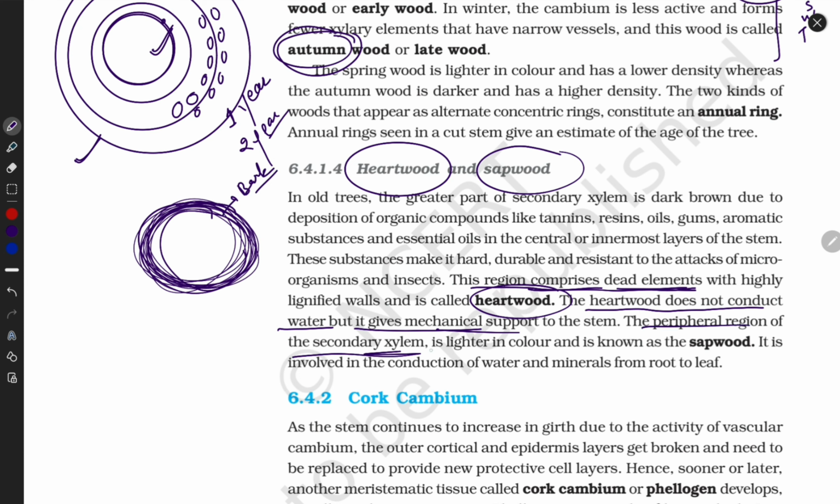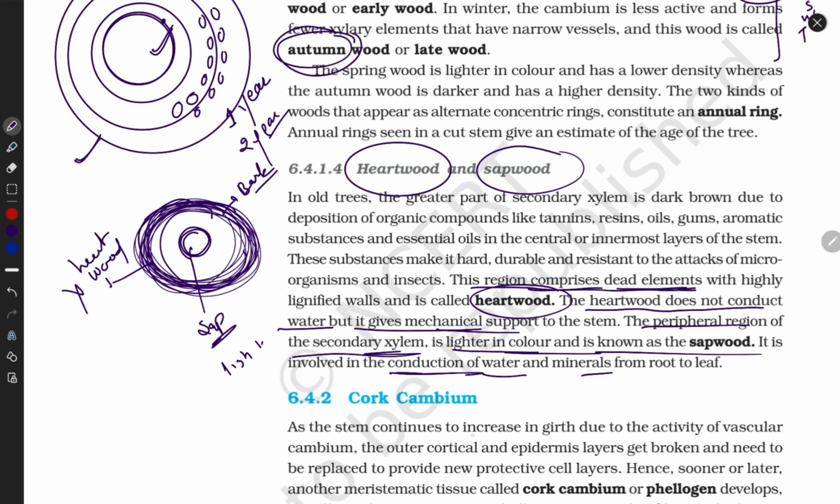The peripheral region of the secondary xylem is lighter in color and known as a, look at here. Here is a lighter ring also formed. We call it as a what? Sapwood. This is the what? Heartwood. Hard, rigid, dead, but they are light. They don't dark. Okay, but they are responsible for conduction of water and minerals. So now you clear what is heartwood and what is sapwood? Yes or not, guys?